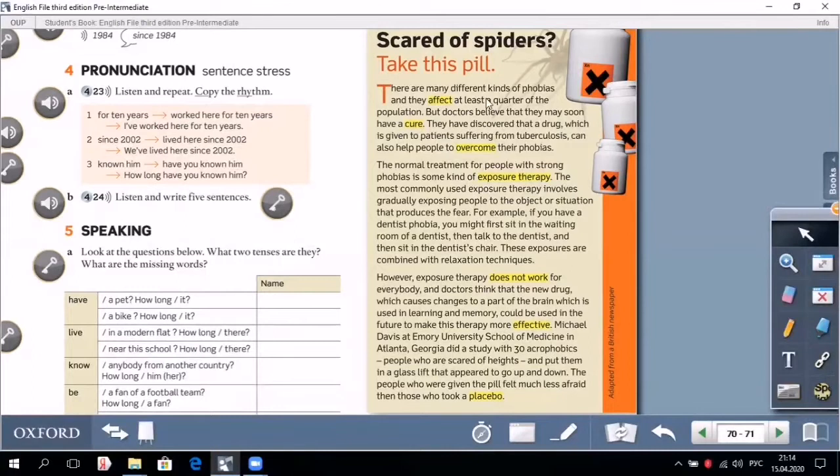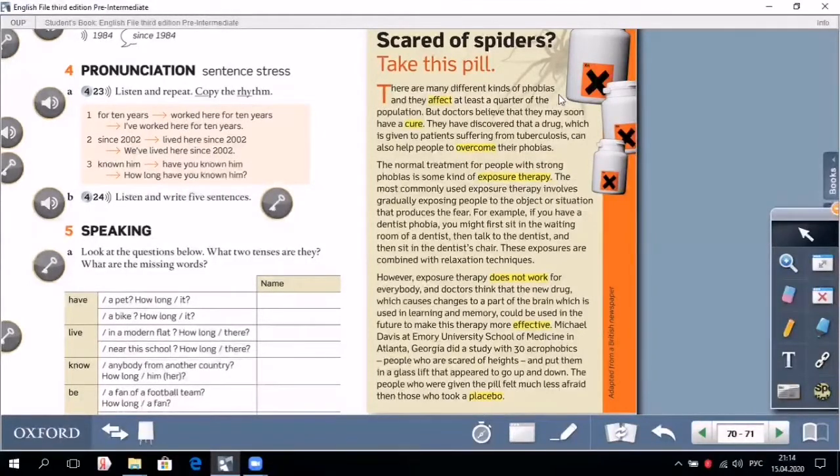There are many different kinds of phobias, and they affect at least a quarter of the population. But doctors believe that they may soon have a cure. They have discovered that a drug, which is given to patients suffering from tuberculosis, can also help people to overcome their phobias. You see, it is the first paragraph, about how phobias affect the population.